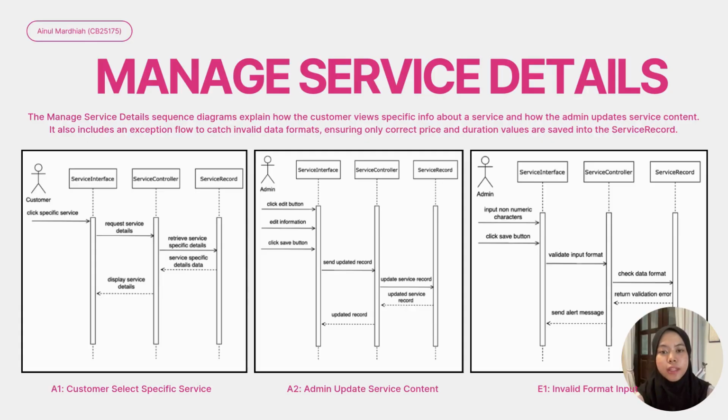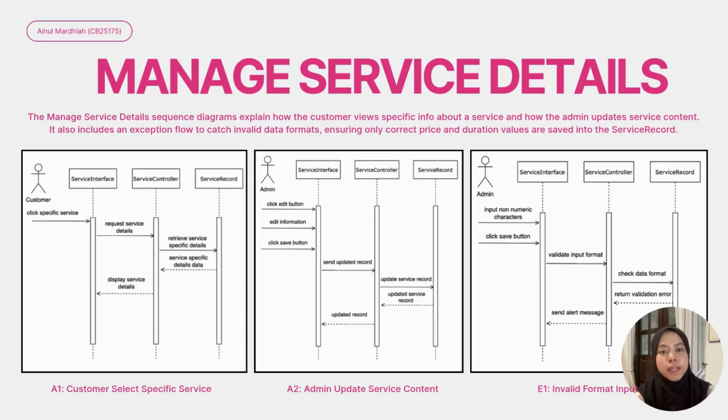Second, alternate flow A2. Admin updates service content. So, the admin clicks edit, changes the information and clicks save. The service interface sends the updated record to the service controller, which writes it to the service record and returns a confirmation.